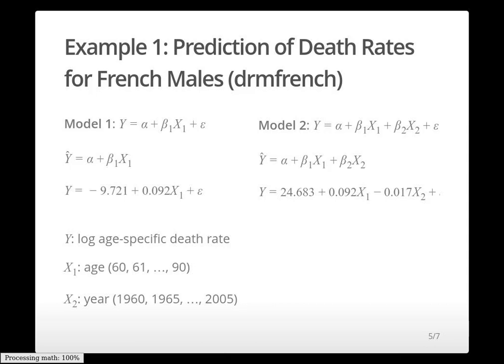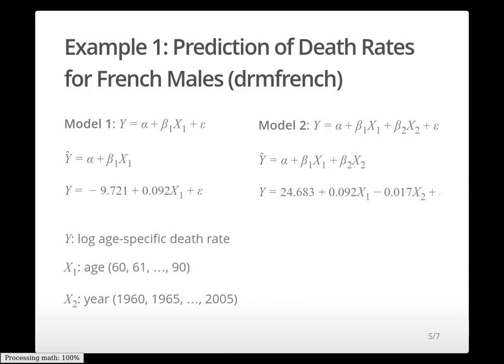Alpha, beta 1, and beta 2 are parameters of the regression models. Alpha is called the constant, and beta is called the regression coefficient. Beta is called the partial regression coefficient if there is more than one independent variable, that is, more than one x. So, beta 1 and beta 2 in Model 2 are partial regression coefficients. First, I set up a regression model for predicting the log death rate from age by using simple linear regression, which is Model 1. The regression analysis produced estimated values of alpha and beta.